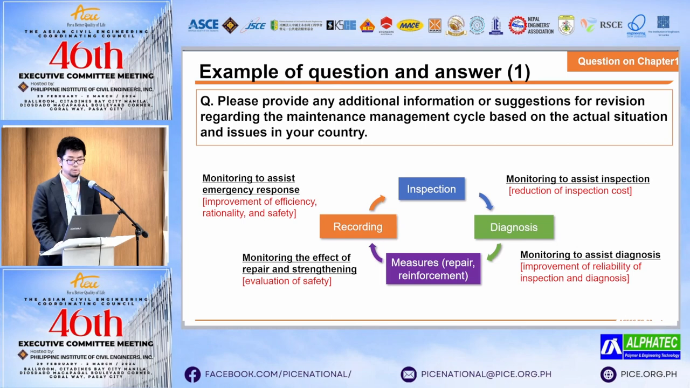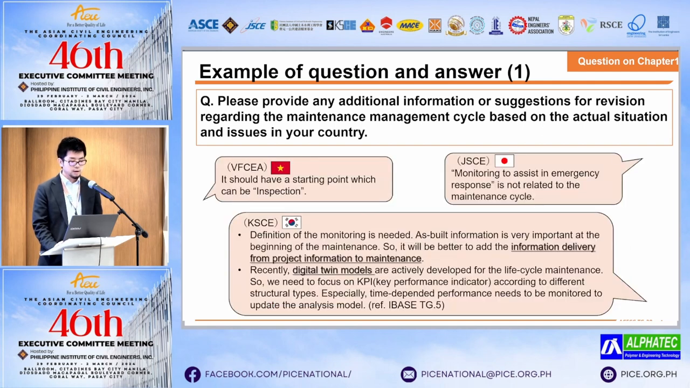This question is about the maintenance cycle. The maintenance cycle has four phases: inspection, diagnosis, measures, and recording. This is the basic concept for maintaining infrastructure in Japan. And we also have four phases for monitoring: monitoring to assist inspection, monitoring to assist diagnosis, monitoring the effect of repair and reinforcement, and monitoring to assist emergency response. Against the question, Vietnam says, and BFCA says, the starting point should be the inspection. I think it is correct in most cases. And the JSC said monitoring to assist emergency response is not related to the maintenance cycle.